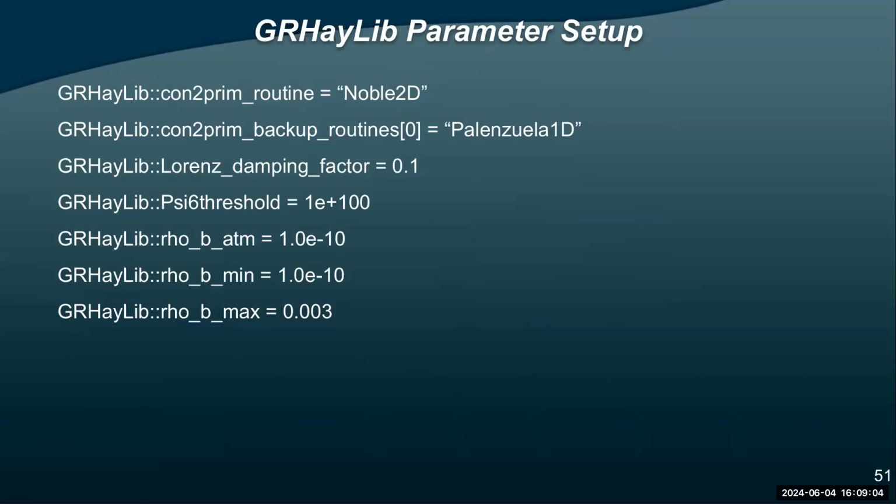that. These are settings, of course, so after Con2Prim, we enforce limits on the primitives we computed. So the mins and maxes are used for that. And then if you have to reset to atmosphere, of course, the ATM variables are used for that. The mins and maxes don't have to be set. If you don't set them, they'll be turned off and they just won't apply limits at all.